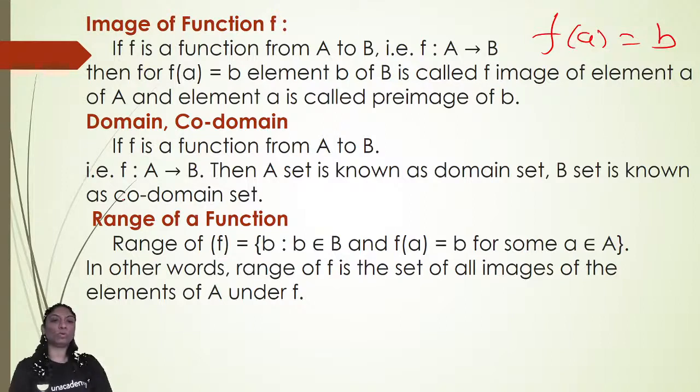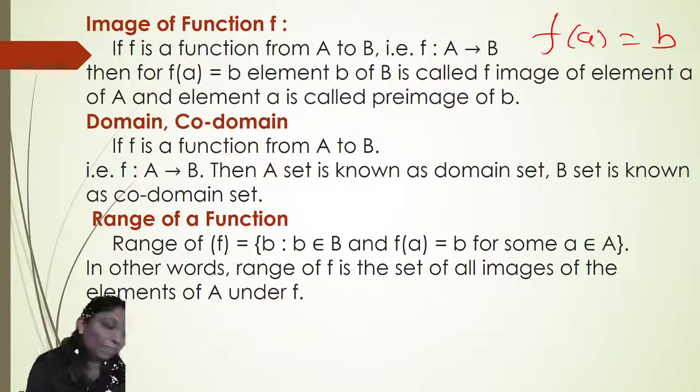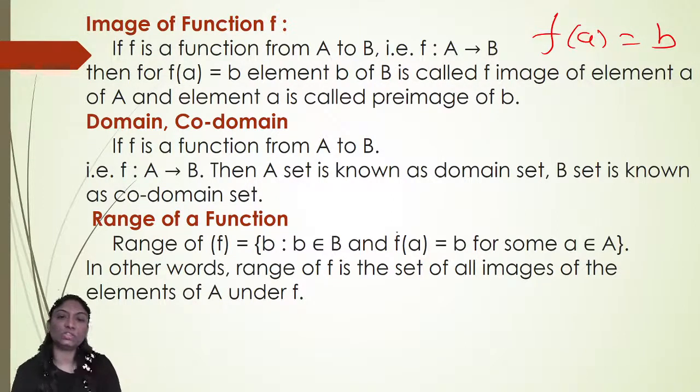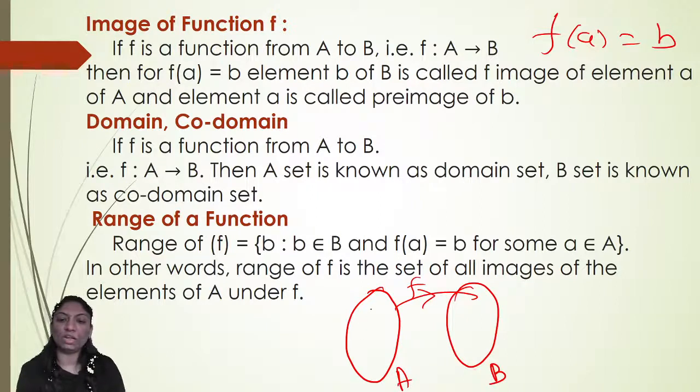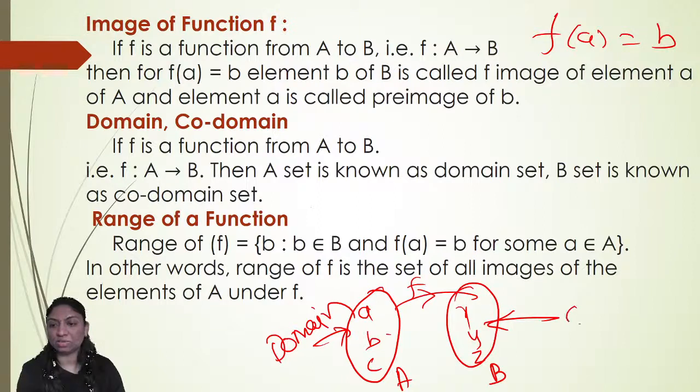Okay, now domain and codomain. Domain means the first element. If f is a function from A to B, f defined from A to B, then set A is known as the domain set and set B is known as the codomain set. See here, f defined from A to B, so we will operate f on every element of A. So the set of all the elements of set A is known as the domain and all the elements of set B is known as the codomain.